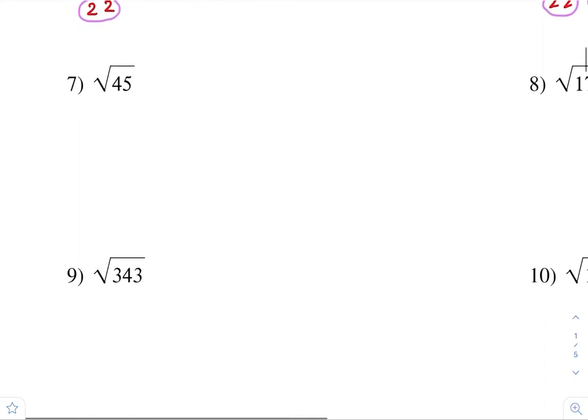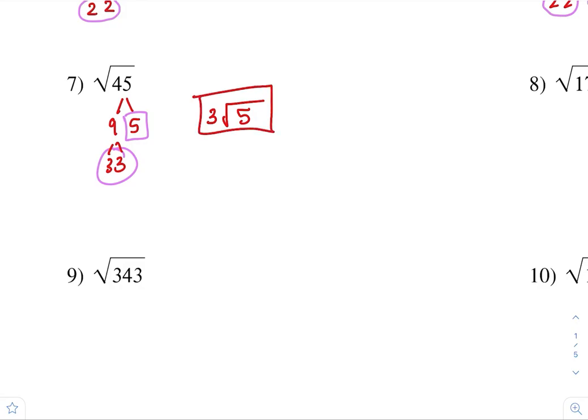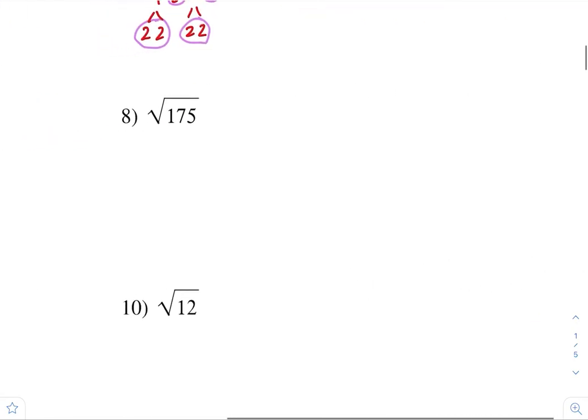Alright, factors of 45, 9 and 5. Factors of 9, 3 and 3. Found our pairs. Leftover goes on the inside, which is 5. The pair of 3's goes on the outside. 3 square root of 5.